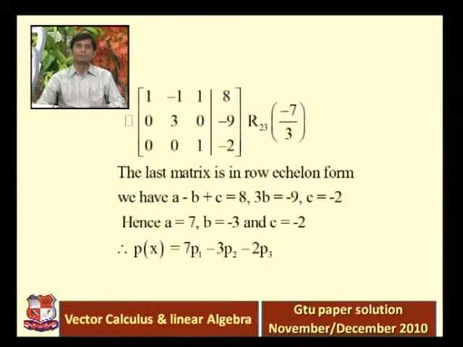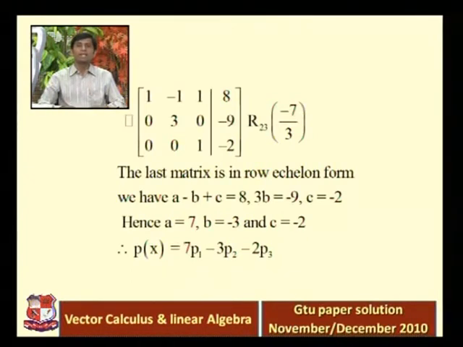From that row echelon form matrix we have A minus B plus C is equal to 8, 3B is equal to minus 9, and C is equal to minus 2. Okay, so now you will get B is equal to minus 3 and C is equal to minus 2. Put those 2 values in the first equation, you will get A is equal to 7.